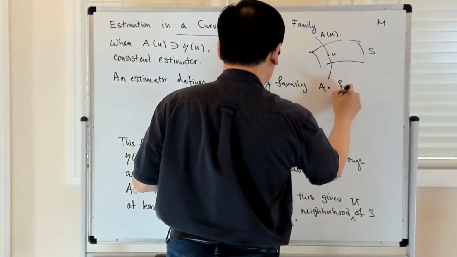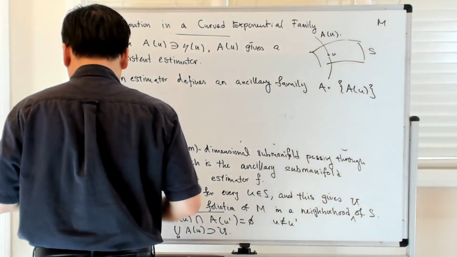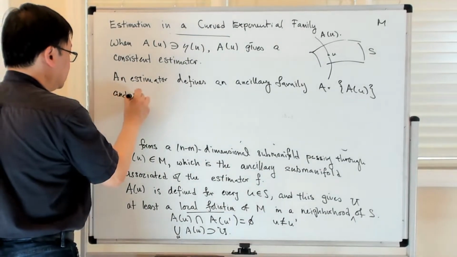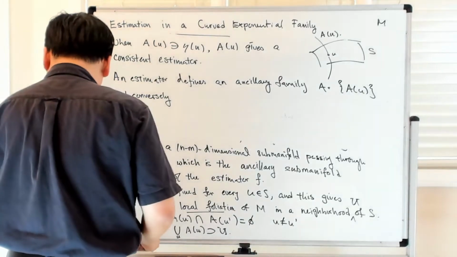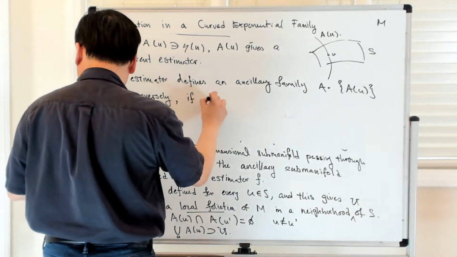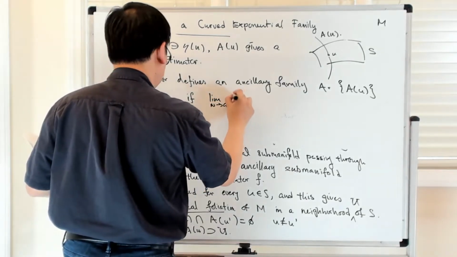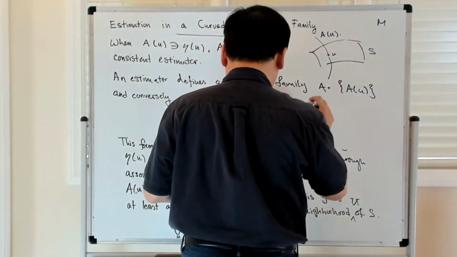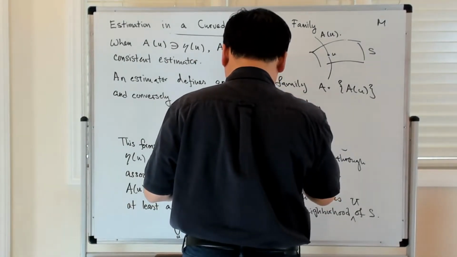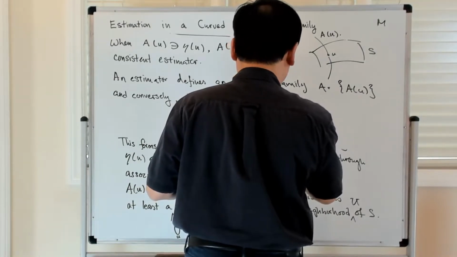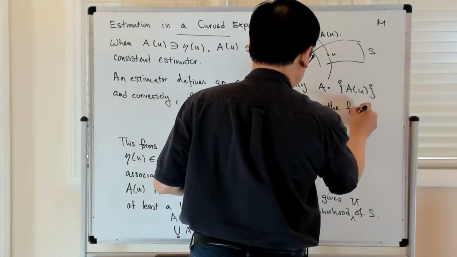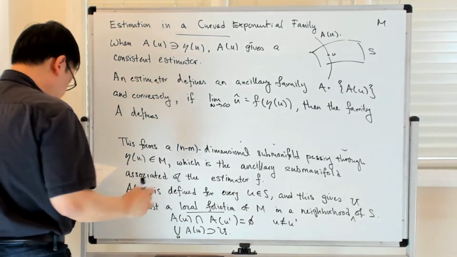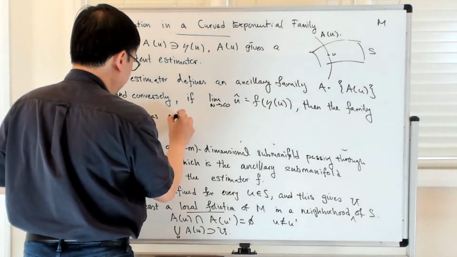Let's call that A, which is A of U. And conversely, if you have this limit as n tends to infinity of U hat is equal to F of eta of U, right, then this family A defines a consistent estimator.